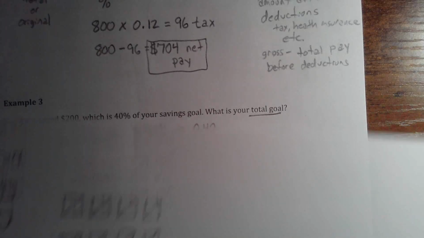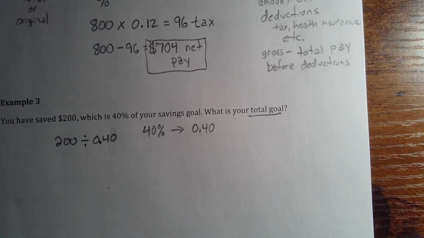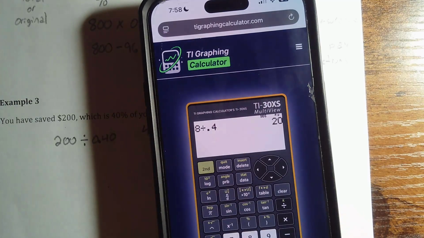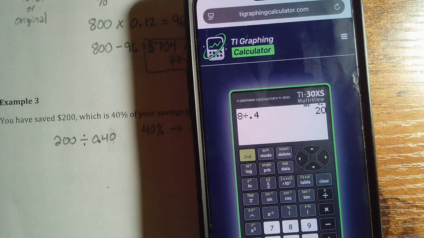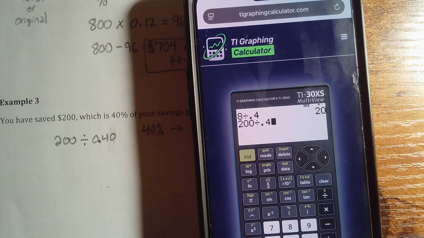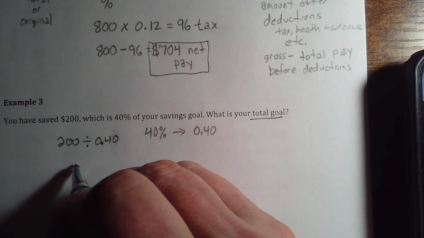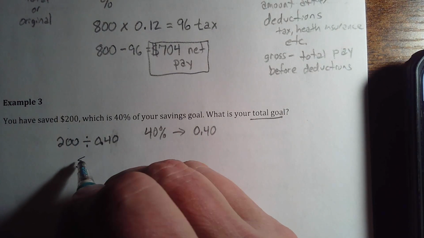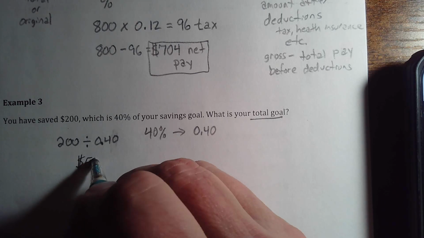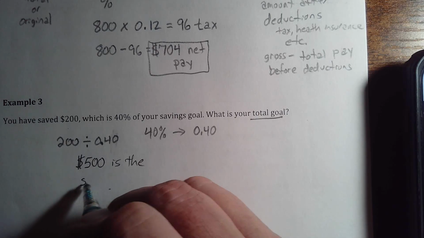So when we go back to this problem here, and this is what I'm preparing you for, when I divide this 200 by 0.4, I'm going to get a bigger number than 200. So 200 divided by 0.40, I get 500. Which means our savings goal, $500 is the savings goal.